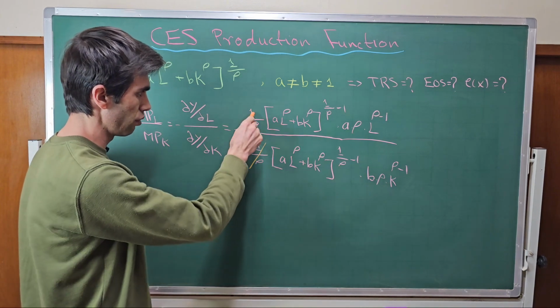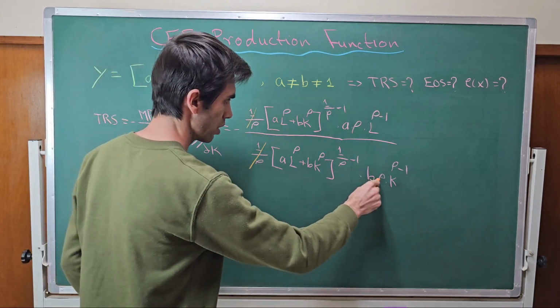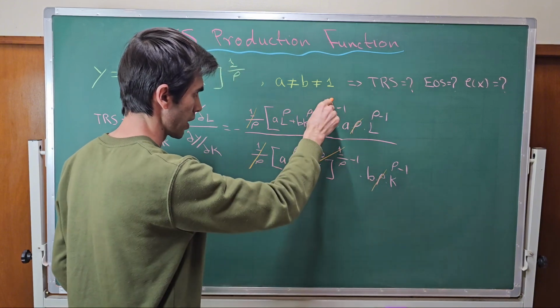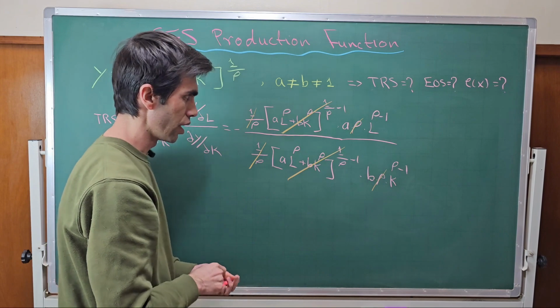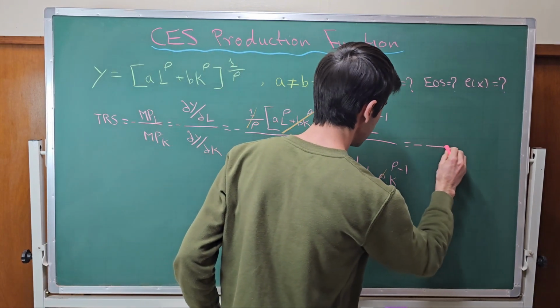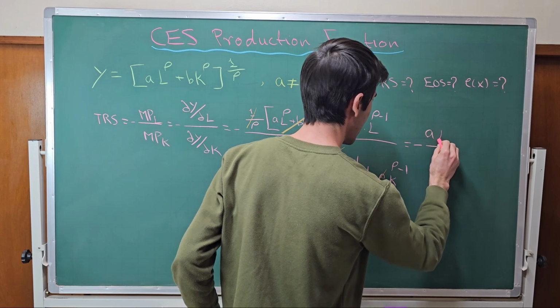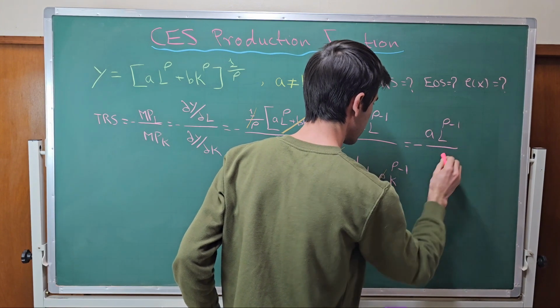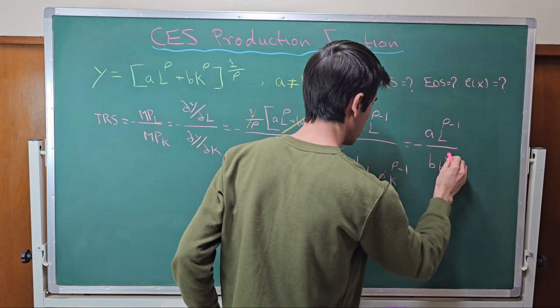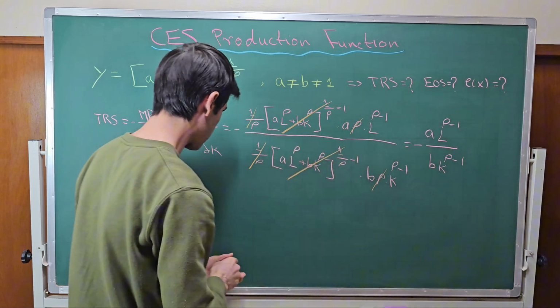So there are some common factors that we can cancel out. 1 over rho with 1 over rho will cancel out. This rho with this rho will cancel out. This term with this term will cancel out. So we will have negative AL to the power of rho minus 1 over BK to the power of rho minus 1.